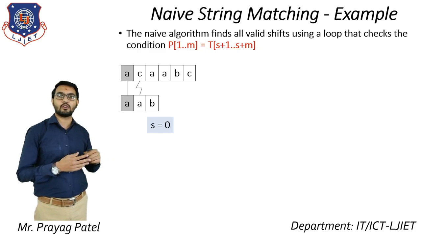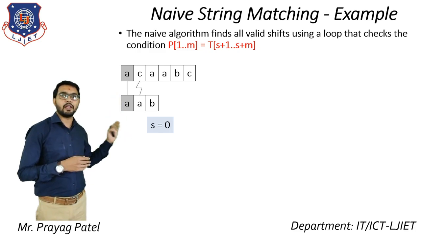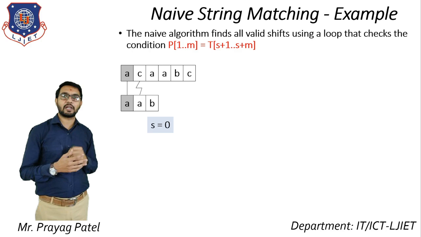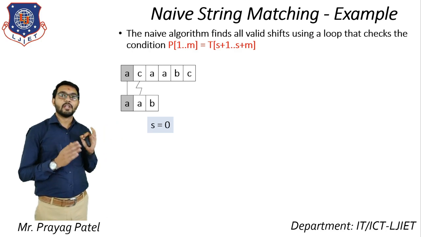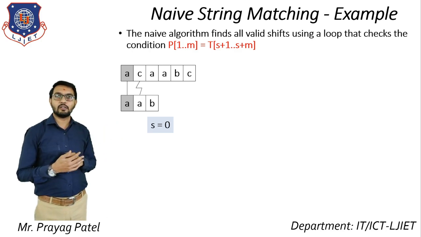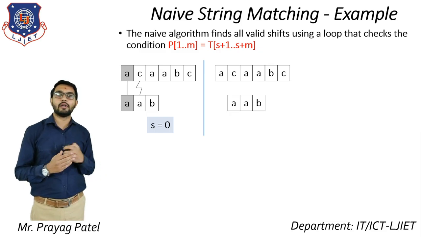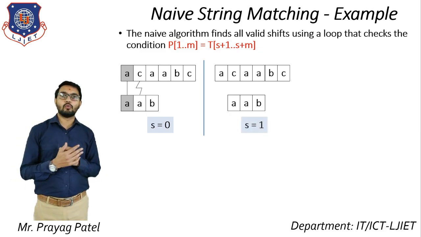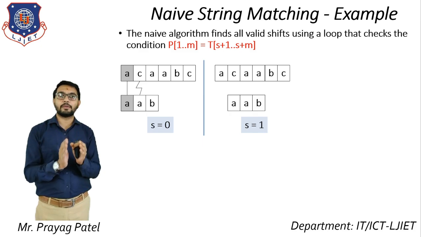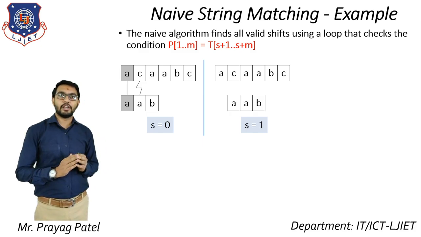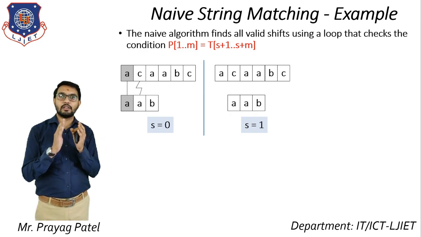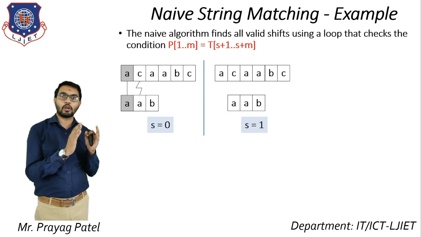So here consider next location as C and A in text and pattern respectively. Here C and A do not match. So consider the next step as a shift S equal to 1. Here S equal to 1 means your pattern shifted one location. Initially your pattern was at location 1, but now your pattern is at location 2 of your text.